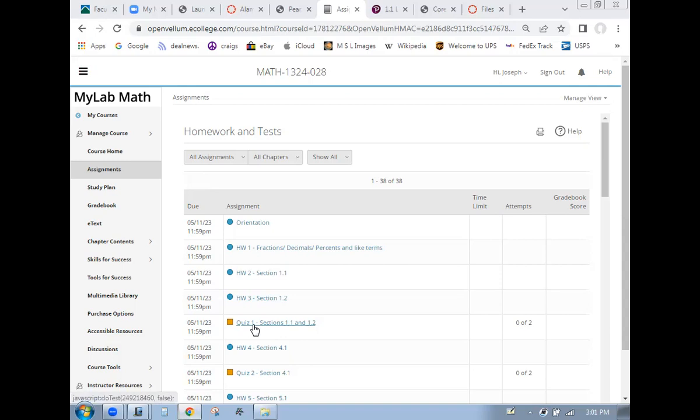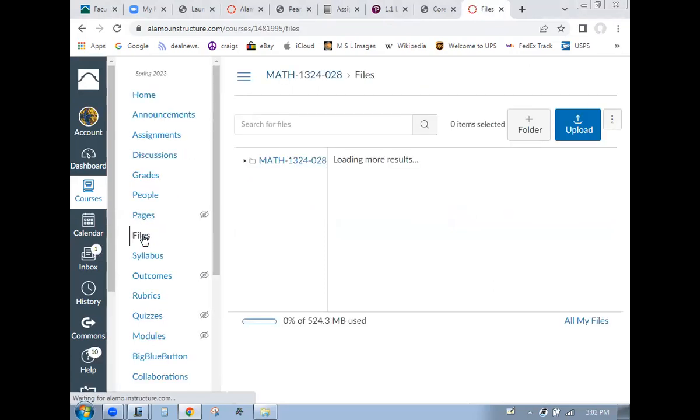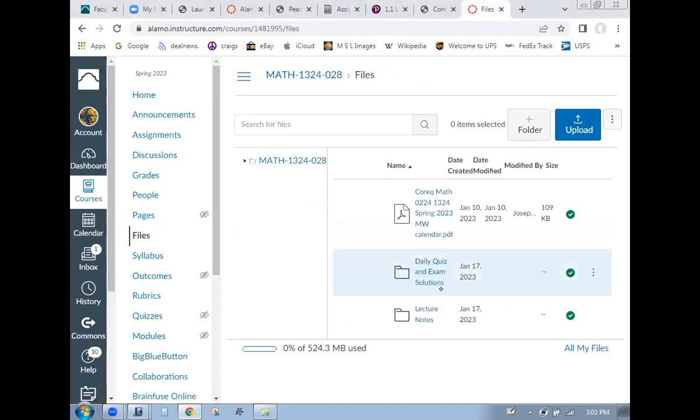So, let's see here. Under files, there's these folders here, daily. Let's see if I can go back to the file root here. Inside of daily quiz and exam solutions, I've posted the solutions for the quiz from last time. If for some reason you happen to not be able to do an exam or quiz in time, you can always go here and look at the solutions and still upload your answers, but you'll only get half credit because the solution's already posted, all right? So again, I shouldn't see any zeros this semester. And the lecture notes are posted. This first file here, the calendar, keep a close eye on that.